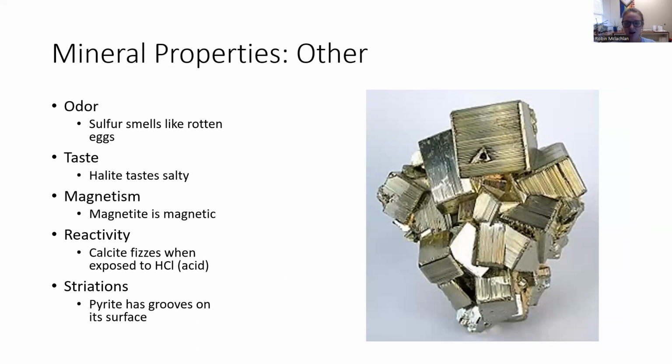Some minerals can also have little striations. It kind of looks like little scratches, little grooves on the surface. For example, pyrite, also called fool's gold, has these striations on its surface.